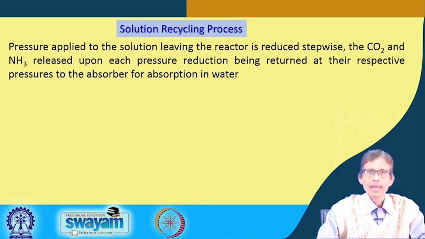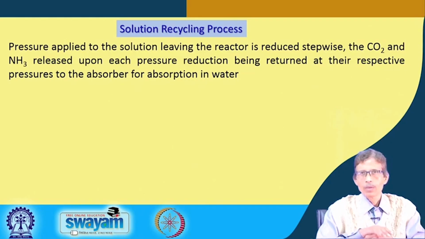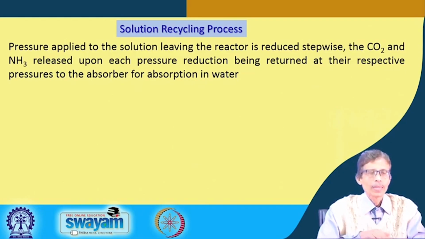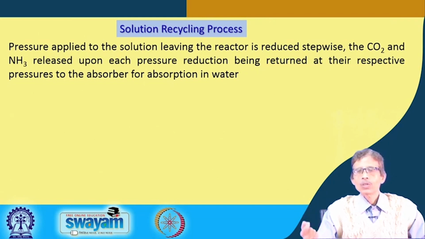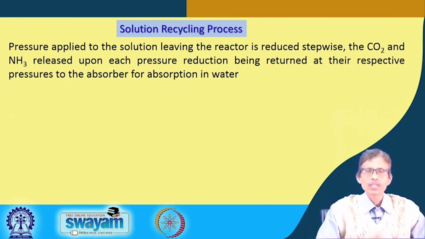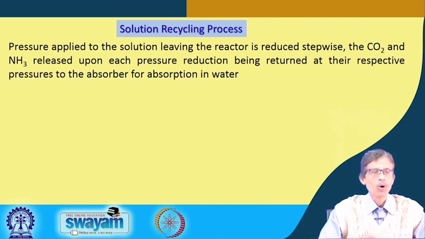Since the reaction is a high temperature, high pressure reaction, you have the pressure which we are applying on the solution, and the pressure applied to the solution leaving the reactor is reduced stepwise. So, you have the pressure inside the reactor, but when it is leaving the reactor you have less pressure, because it is released from that particular reactor. So, the carbon dioxide and ammonia released from that reactor include some unreacted carbon dioxide and more ammonia, because we are using more NH3.